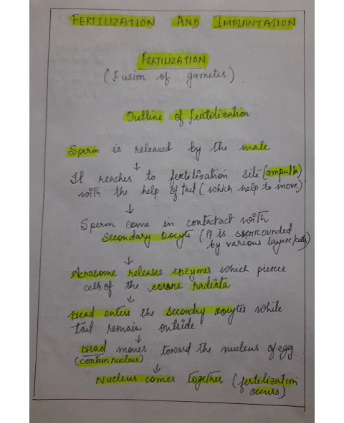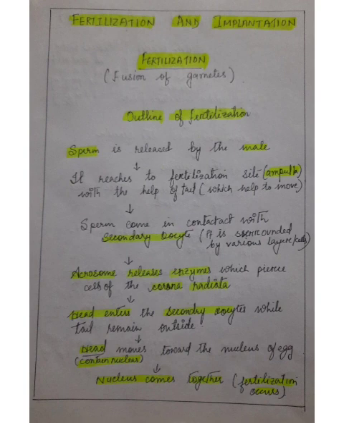So what is fertilization? It is a fusion of gametes, right? Where male and female gametes fuse together. So let us see exactly how this fertilization takes place. So first what happens? Sperm is released. Once the sperm is released, it reaches the fertilization site, that is the ampulla, with the help of its tail. Okay, so the tail helps the sperm in movement.